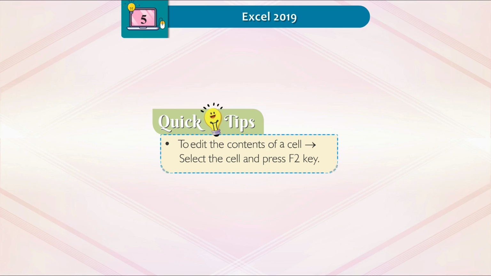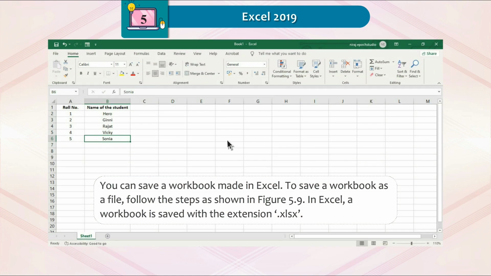Quick tips. To edit the contents of a cell, select the cell and press the F2 key. Saving a workbook. You can save a workbook made in Excel. To save a workbook as a file, follow the steps as shown in figure 5.9. In Excel, a workbook is saved with the extension .xlsx.